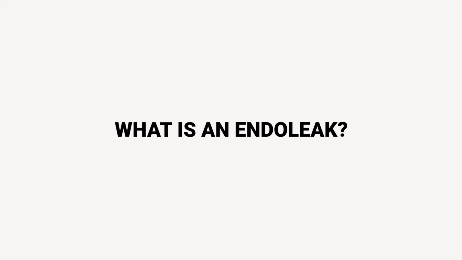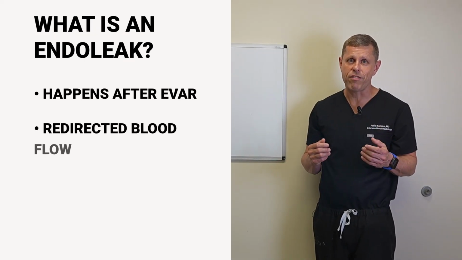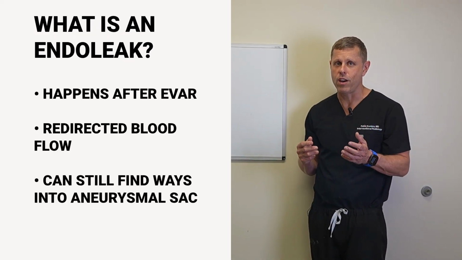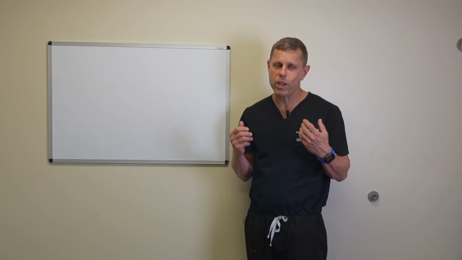But if you're watching this video, you probably were treated for an abdominal aortic aneurysm, or you have one. So what is an endoleak? Essentially, an endoleak is something that can happen after an endovascular repair of an abdominal aortic aneurysm, which is also called EVAR. So I'm going to start with the basics.